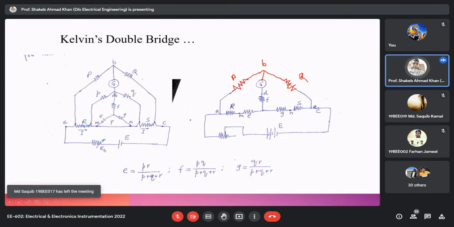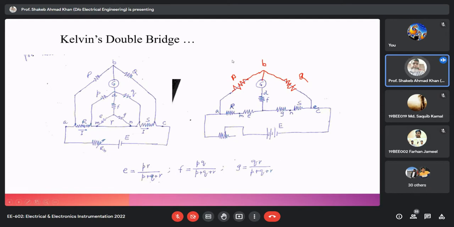Now we transform this delta into star. So the resultant diagram will be like this. This is the resultant diagram, and this is a formula you must have studied in your first or second year, that E will be equal to PR upon P plus Q plus R. Anyway, that is the delta to star conversion formula.